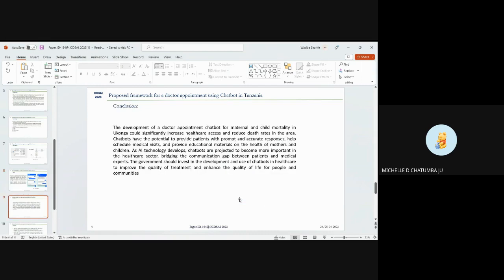The conclusion is that the development of a doctor appointment chatbot for maternal and child mortality could significantly increase healthcare access and reduce death rates in the area. If the government invests in the chatbot, it will help people in Tanzania, most of all women, to decrease the mortality rate. And as AI technology develops, chatbots are projected to become more important in healthcare sectors and communication. Thank you.